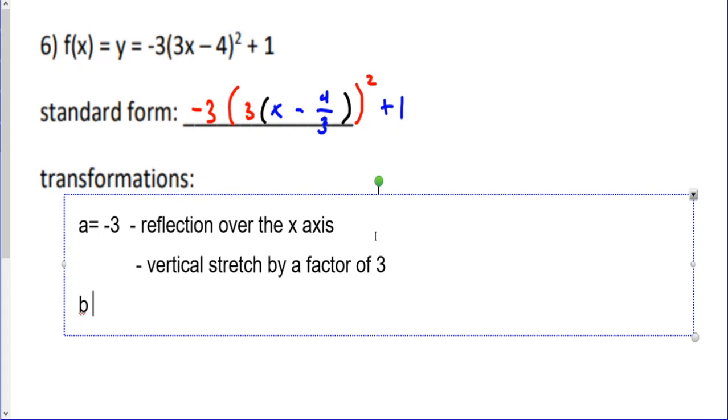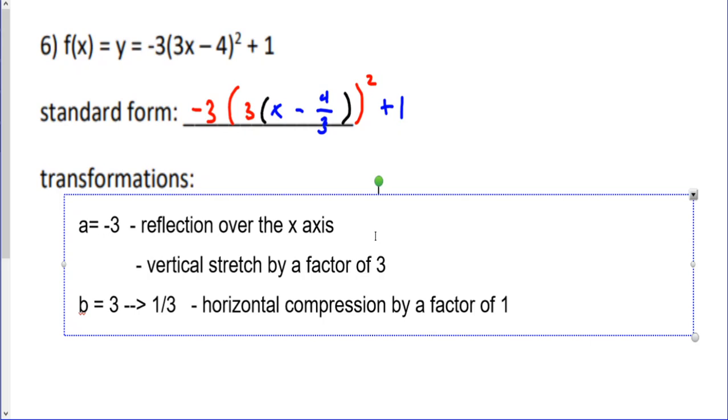Okay, B, you have to be careful. B is 3, but we're going to take that B value and flip it over and make it 1/3. Whenever we're considering what B does, we always take the reciprocal. So because it's 1/3, this is going to cause a horizontal compression by a factor of 1/3. So again, if you notice, A's value is to do vertical work. B's value is to do horizontal work.